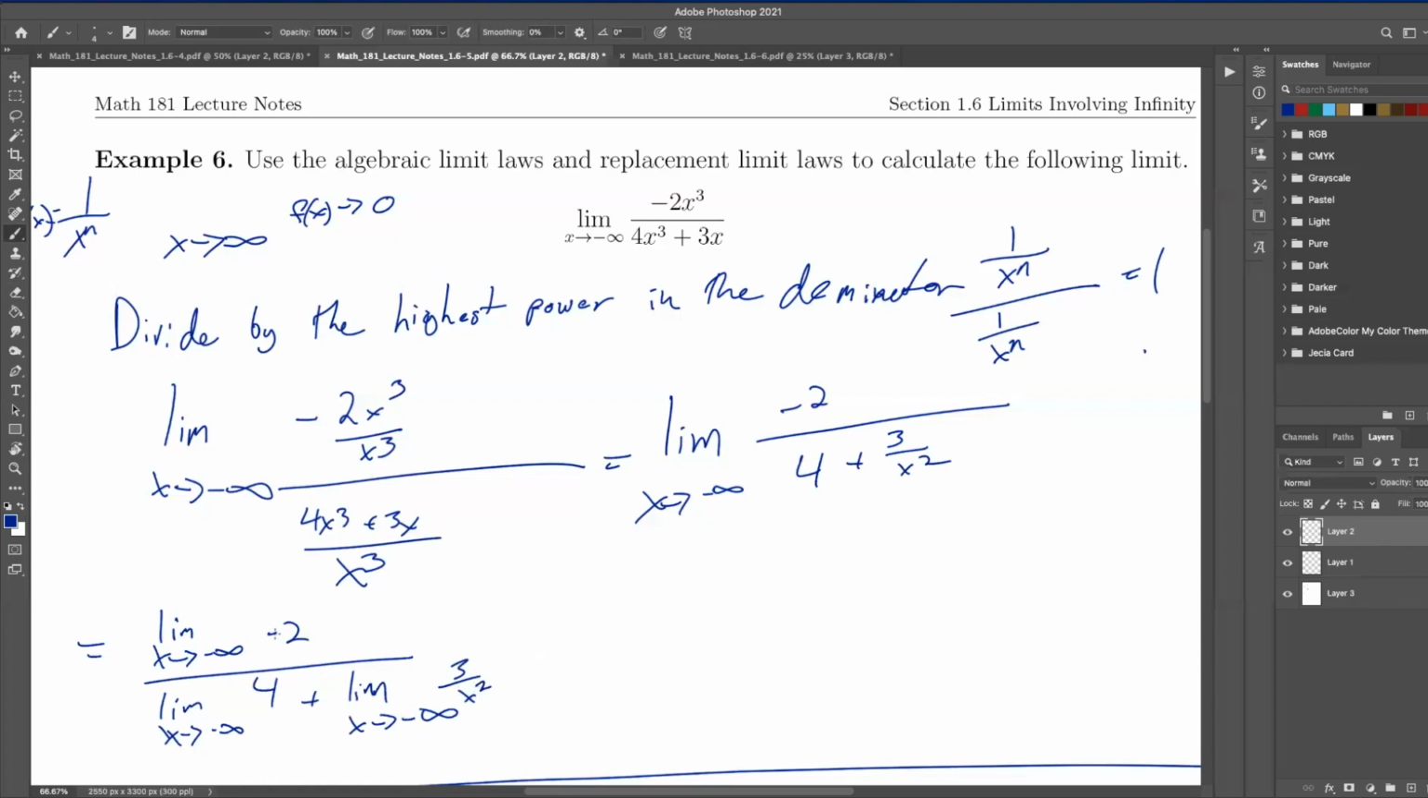The limit of this is just minus 2. The limit of this is a 4, and the limit of this is 0. So this is 4 plus 0, so this is minus 2 over 4. And that's how you solve this one directly using the limit laws. I'll leave this up for a second.